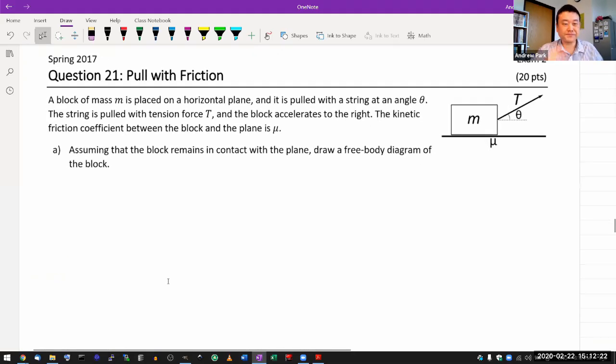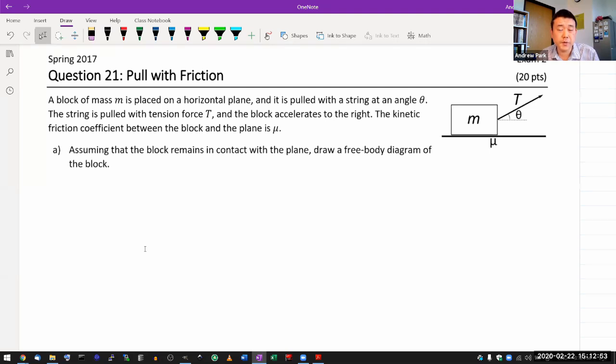So question 21, I gave this, I guess, last time in spring 2017, pull with friction. This is basically my one question that combines a lot of aspects of Newton's law problem solving in the context of having to deal with only one object. And having to deal with only one object actually makes things pretty nice.